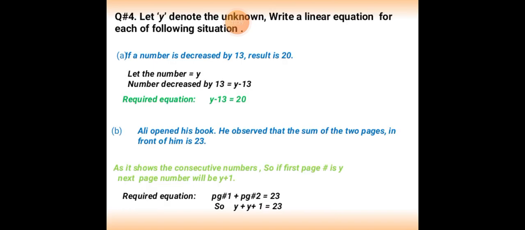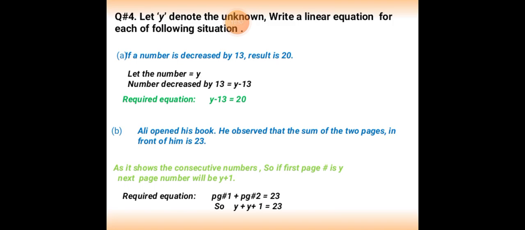So here let's come to it. That's why we denote the unknown, like, and write the linear equation for each of the following situations. If a number is decreased by 13, the result is 20. So let the number be y. A number decreased by 13 is y minus 13. The required equation is y minus 13 is equal to 20.